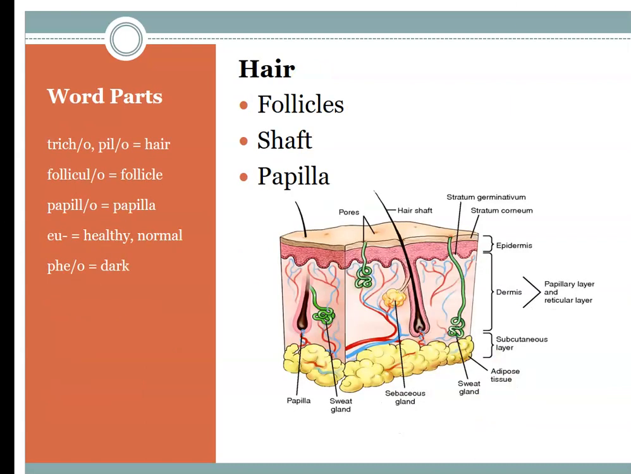The combining forms for hair are tricho, pronounced as trick or treat, and pilo. The root of each strand of hair, along with its covering, is in the dermis and is referred to as the hair follicle. The part of the hair that you can see is called the shaft. Underneath the shaft is the nipple-shaped structure called the papilla.